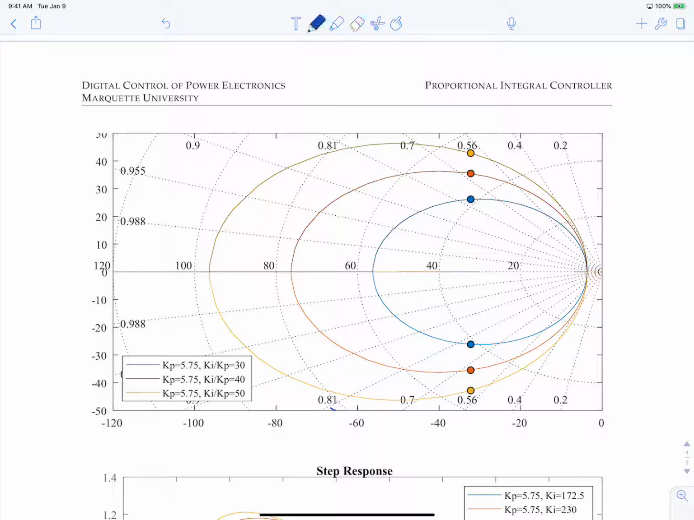So where would you like to be in general? Yeah, you'd like to be on this line and faster to the left, right? And as you go this way, you get less and less damping. Okay, so it kind of gives you an idea of where you want to be.